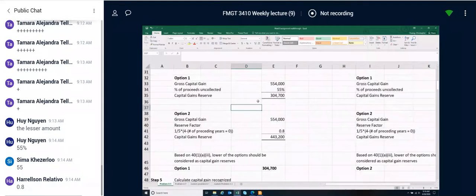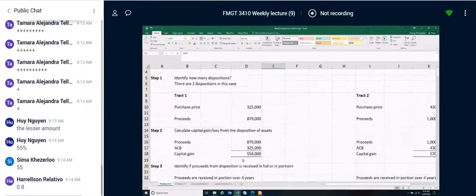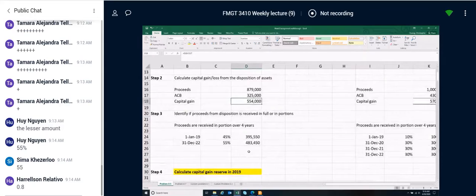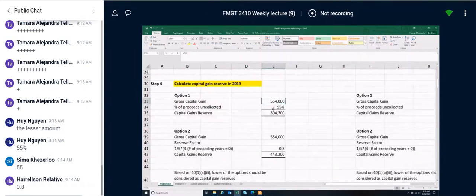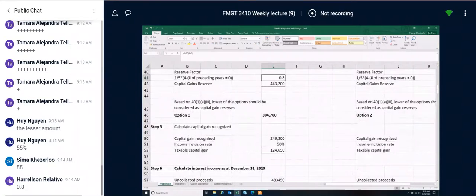So here's your 55%, so your reserve will be 3047. When you calculate your reserve, you take your gain, so that's 554, and 45% is paid up front, so 55% is what's uncollected. Under the reasonable reserve option, you're going to get a 3047 reserve. Under the cap gain reserve rules, you start at 80%, which gives you 443,200. Of course, that's higher, and you have to take the lower reserve. So for the first year, 2019, your reserve is 3047.